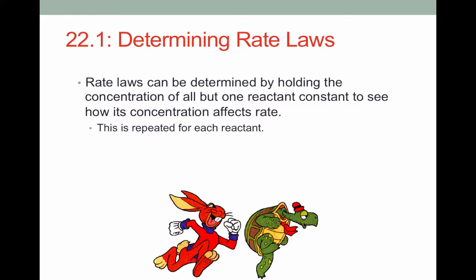In other words, we would hold A constant and vary B repeatedly to see how the rate is affected, and then we would hold B constant and vary A repeatedly to see how the rate is affected. Again, this must be determined experimentally. There's no way to look at a reaction and know its rate law.